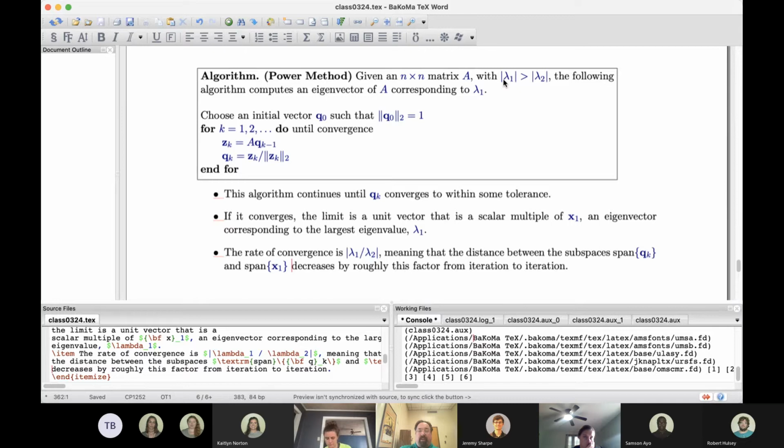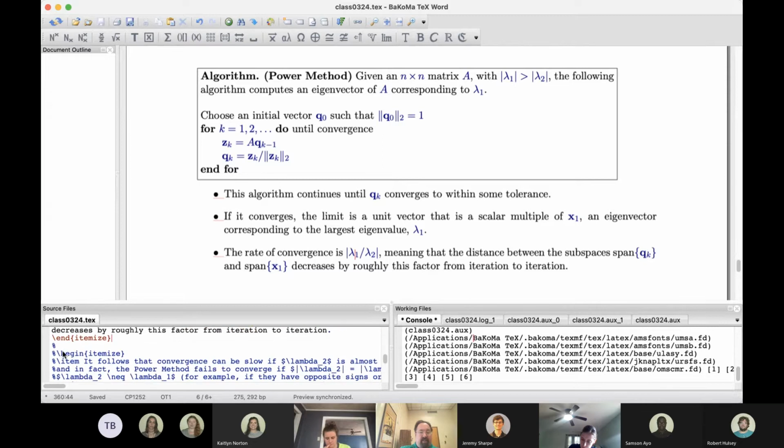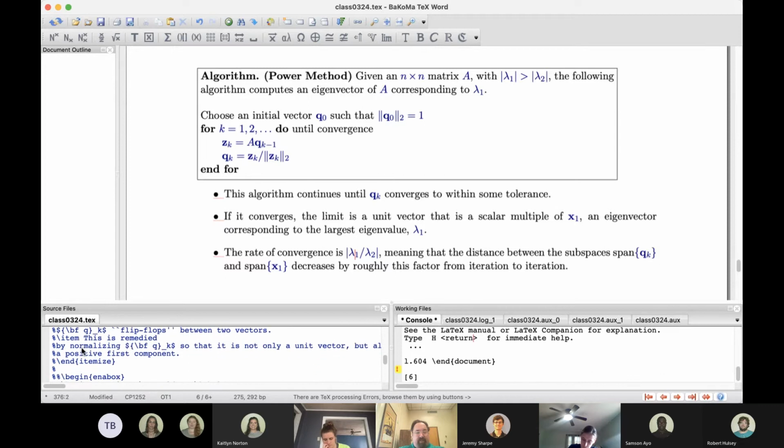So what if, now lambda 1 is, well, actually, that should be, okay, yeah, decrease by this factor. So in other words, we'd be multiplying by lambda 2 over lambda 1. Okay. But the problem is, what if lambda 2 is only slightly smaller in magnitude than lambda 1? That means that this distance is going to decrease very slowly. And this takes us to the drawback of the power method.